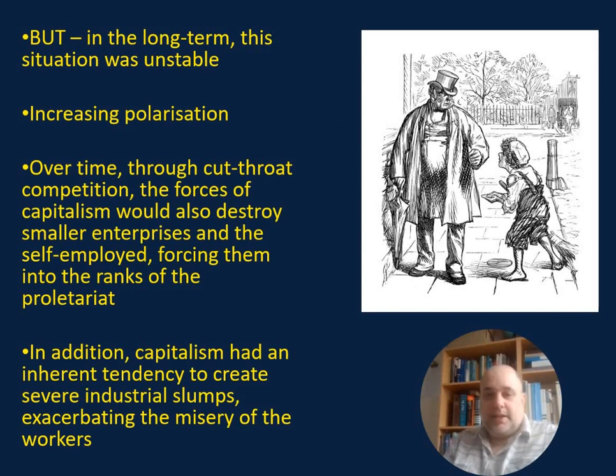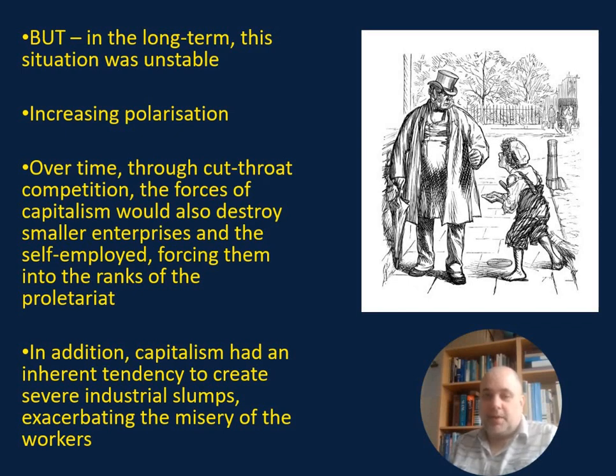However, Marx also believed that in the long term this situation was unstable, that there would be increasing polarisation in society, so the rich would get richer and richer and richer, and the poor would essentially stay the same or possibly get poorer, due to competition, cutting wages down to the bone and so on. So increasing polarisation between the rich and the poor, and the number of bourgeoisie would shrink also, because, again, cutthroat nature of capitalism, big firms taking over smaller firms, and ultimately the small companies would go out of business.